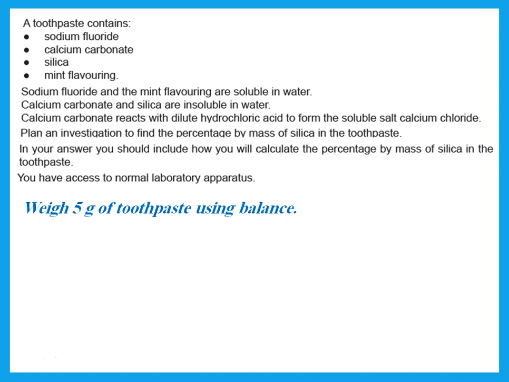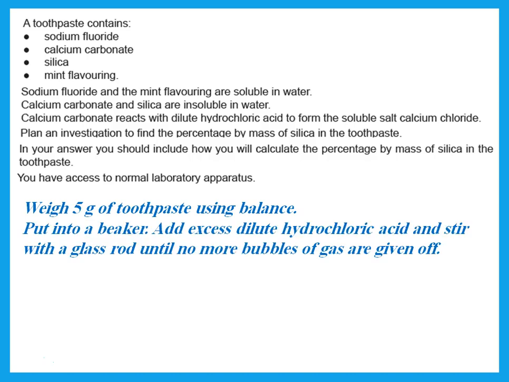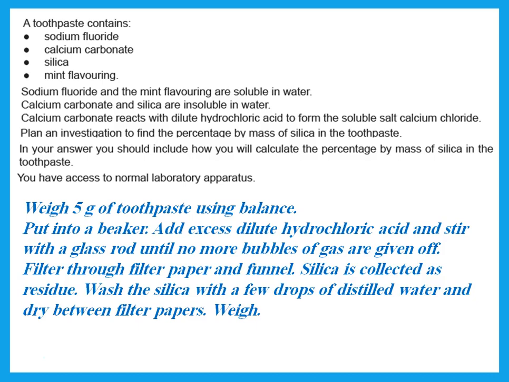Again, what should we do? First, we weigh 5 grams of the toothpaste. You can say 5 grams, 10 grams, whatever you want, using a balance. Then put into a beaker, add excess dilute hydrochloric acid, stir with a glass rod until no more bubbles of gas are given off. Then filter through filter paper and funnel. So in this case, everything has dissolved except the silica. So the silica is collected as residue. Wash the silica with a few drops of distilled water, dry between filter papers, and weigh. And of course, we will calculate the percentage of silica in the toothpaste.